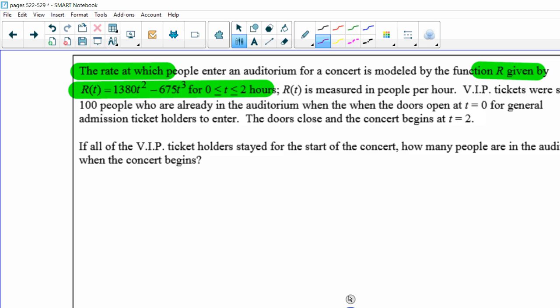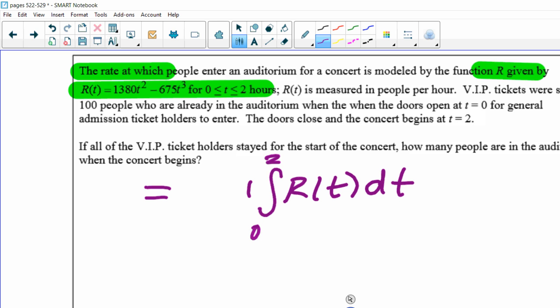How are we gonna figure out how many people are in the auditorium when the concert started if I know the rate at which they enter? That's right. If I integrate the rate at which they enter, what do I find? How many people entered. So, what's this gonna be? Be a little more specific on that one. The integral from 0 to 2 of r of t dt, plus 100. There you go, plus 100.